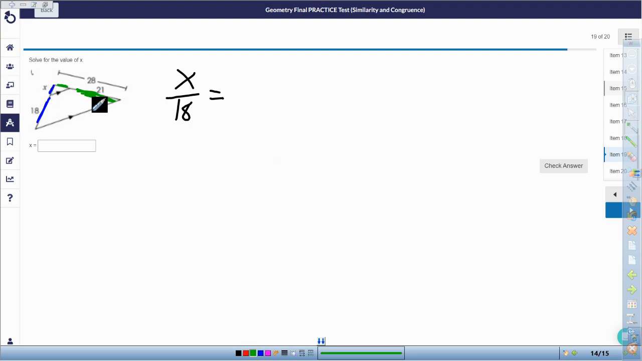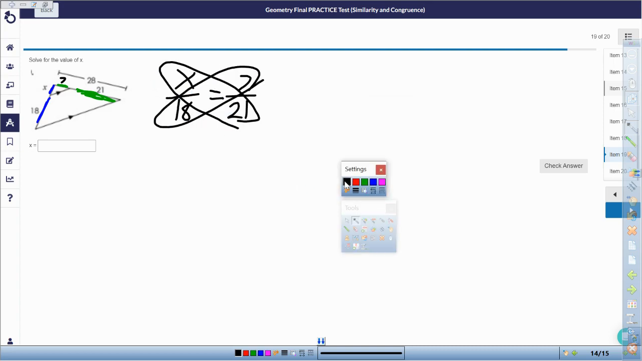Here's the big thing to realize. This part right here, we aren't given, but we can easily find it. If the entire thing is 28 and this part's 21, this must be 7, right? 7 plus 21 gives us 28. So there's our other ratio, 7 over 21. And from here, we can cross multiply and get our answer.